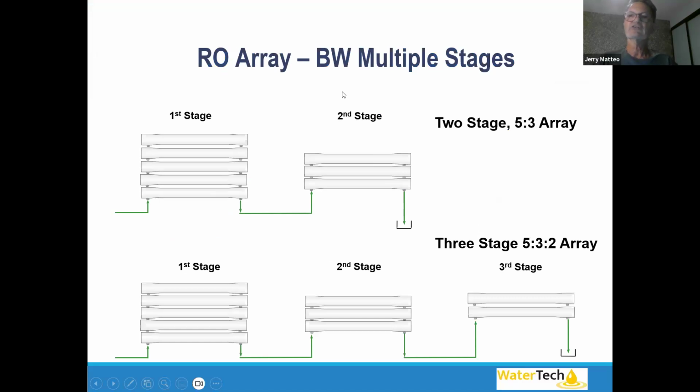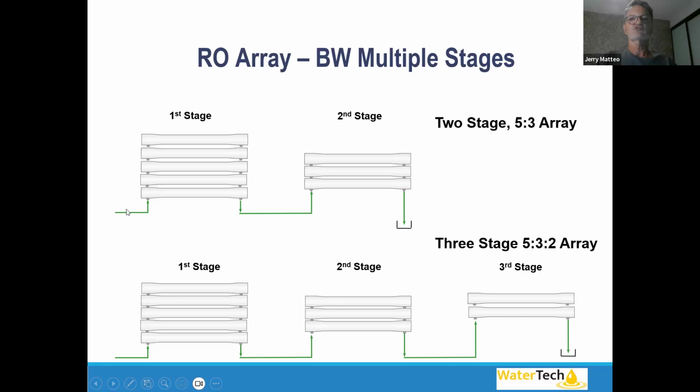Okay, so that terminology I'm throwing around, I'm using because I'm familiar with it. I'm using the terminology of stages. A stage is a bank of membranes. So this top illustration is a two-stage system, where I'm taking concentrate, not permeate, to another bank of membranes. It's two stages because I have two separate banks of membranes treating different water.